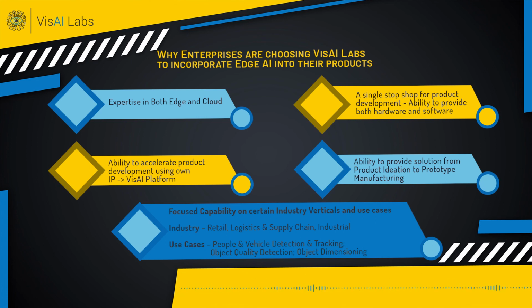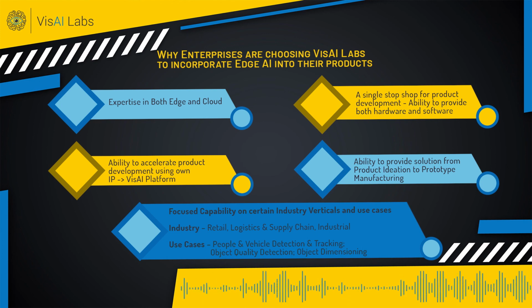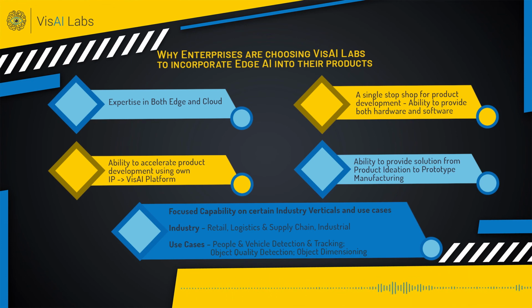For example, the major industries we work in include retail, logistics and supply chain, and industrial, while the major use cases where we have worked are people and vehicle detection and tracking, object quality detection, and object dimensioning. So quality inspection, people detection, face detection, all come right up our alley.